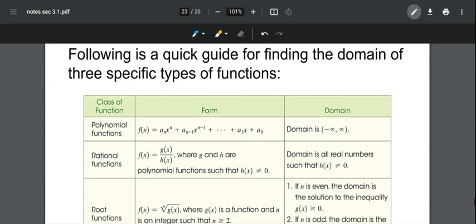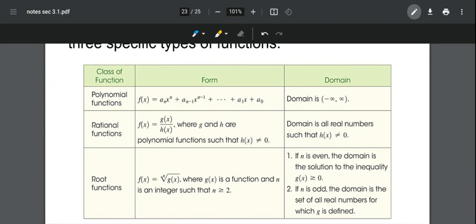So here on the next slide, you have a table which will help you to classify the function by type and how to find the domain. Polynomial functions: domain is all real numbers. Rational functions: we have to give the condition that h of x is not equal to 0. Root functions, we break them into two types. For even index, to find the domain, we have to solve the inequality g of x greater than or equal to 0. When our root function has odd index, the domain will be the set of all real numbers.